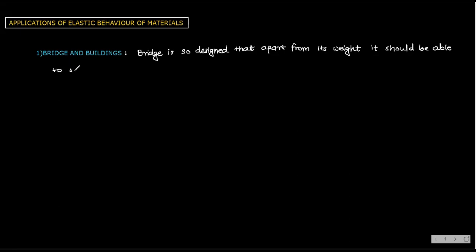The first one is bridges and buildings. A bridge is so designed that, apart from its own weight, it should be able to withstand, number one, the traffic, that is, the load of the traffic.